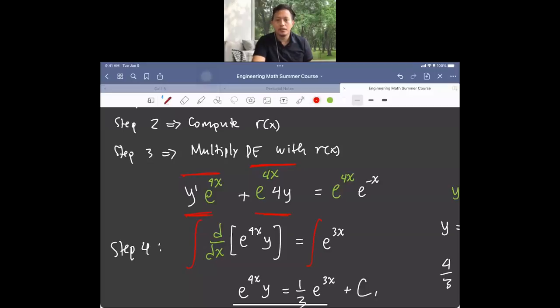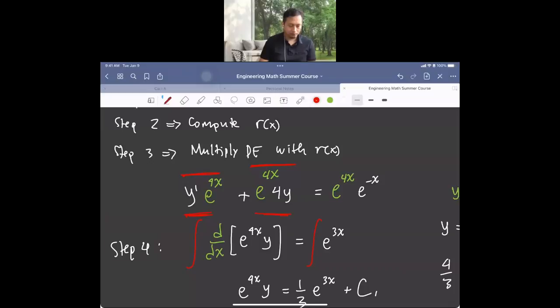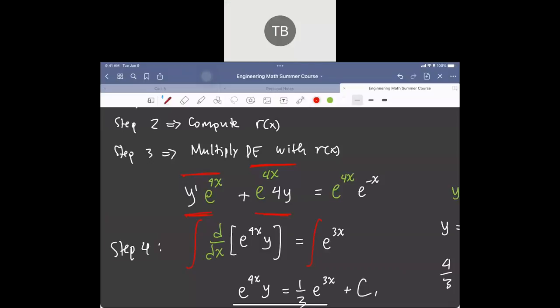Okay, any questions here? Professor, can you show us how you combine y prime e to the power 4x plus e to the power 4x for y, how can it be the below one?